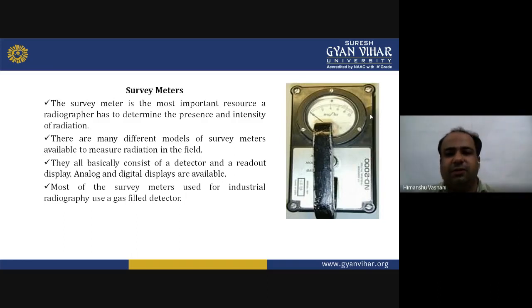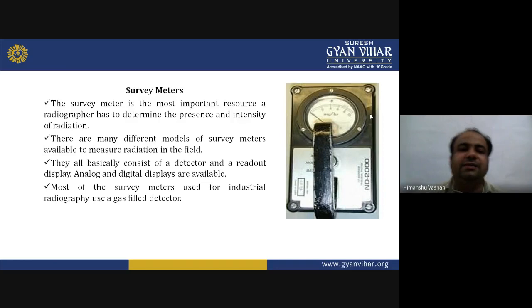Now the survey meter, as you can see in the diagram, is also an important instrument. It is the most important resource that a radiographer uses to determine the presence and intensity of radiation. There are different models of survey meters available to measure radiation in the field.